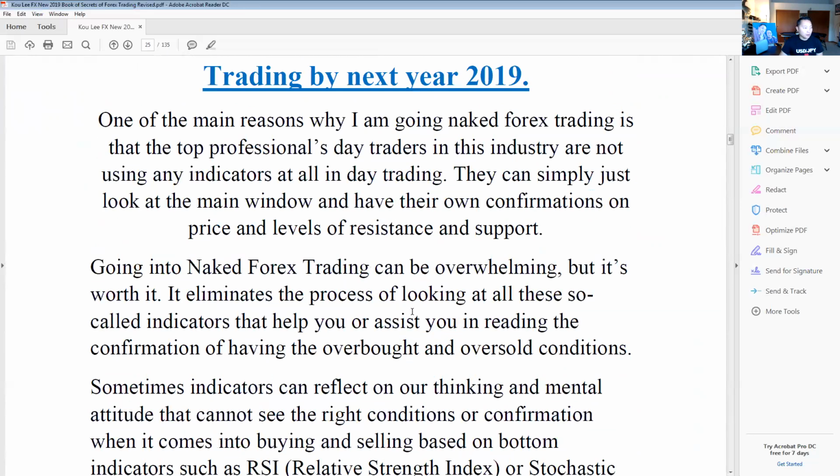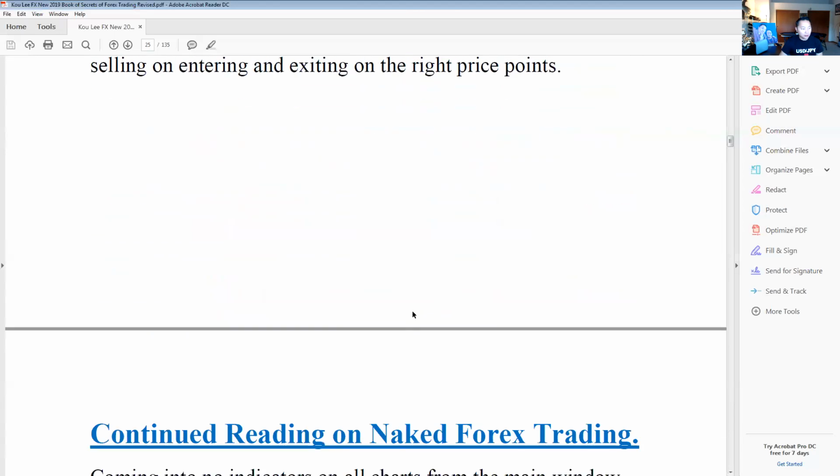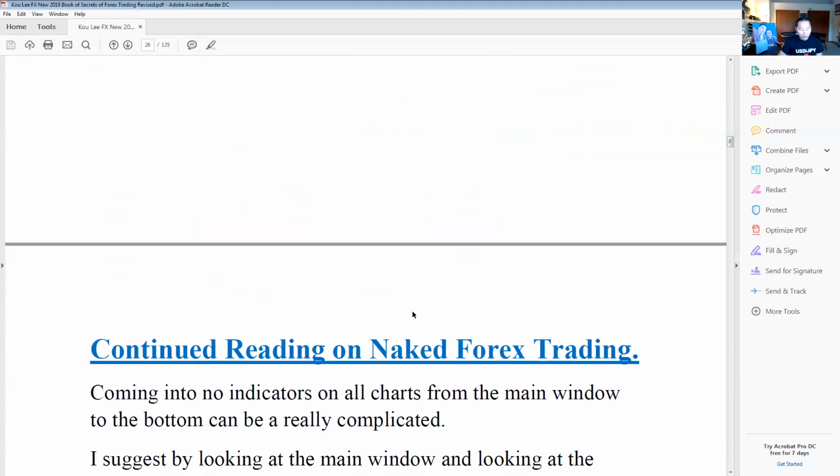And you can read all of this if you want to. And like I said, it just gives you, go naked Forex. The number one thing is you get a clearer view of candlestick structure and price action. That's it.